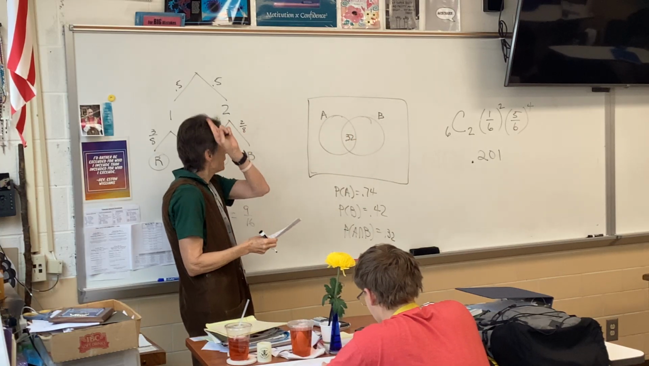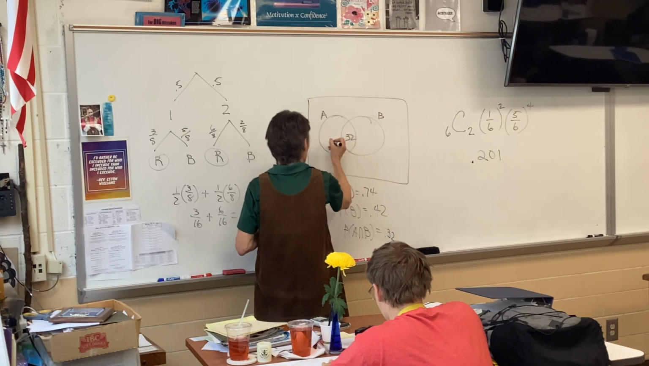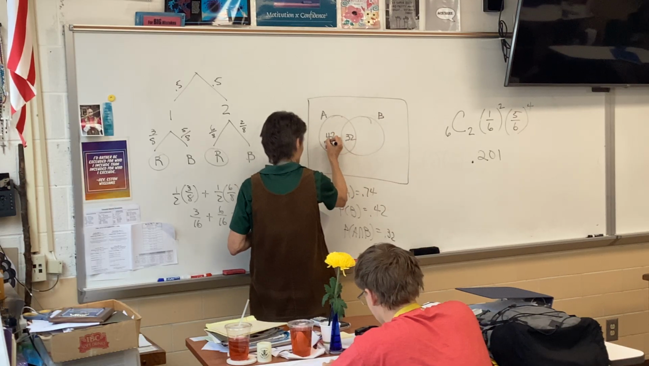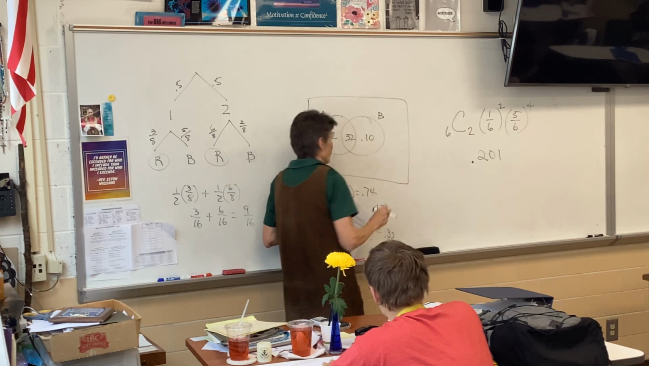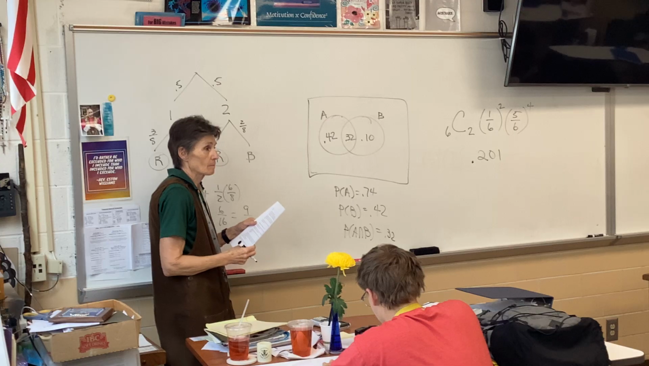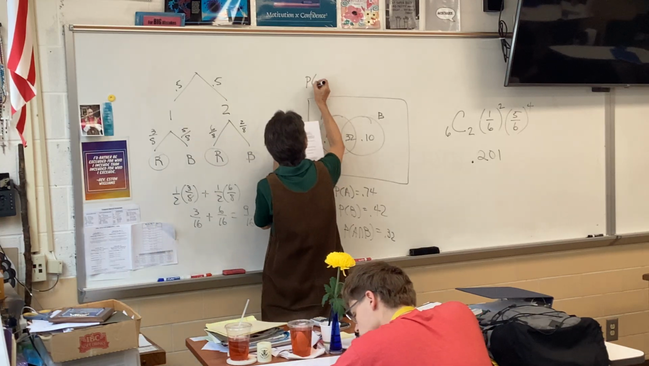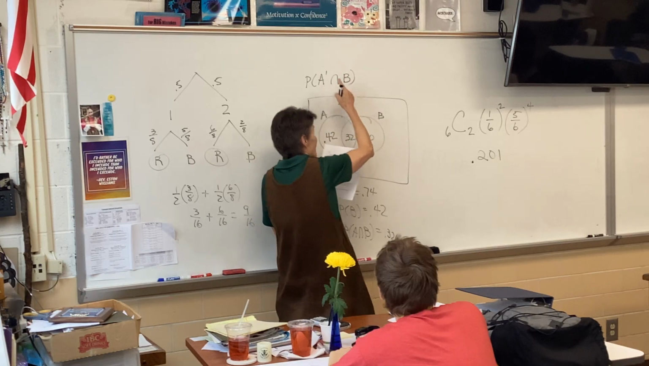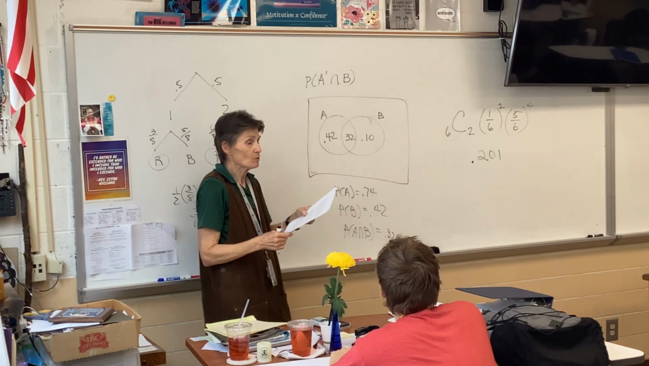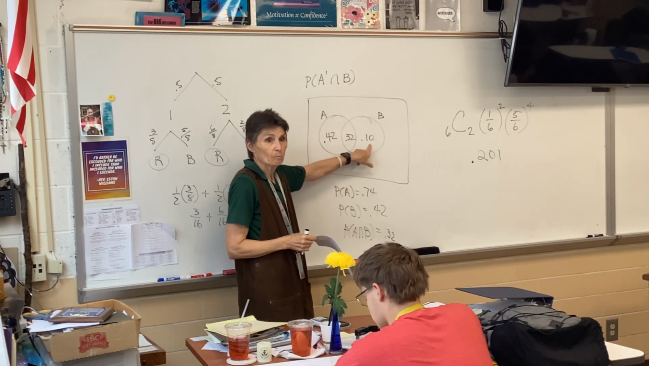So we just subtract that. And then we can figure out what this part is. That would be 0.42. And we can figure out what this part is, 0.10. Now, what does the first question mean? What does this mean? Not A and B. So in other words, only B. So that would be 0.10.